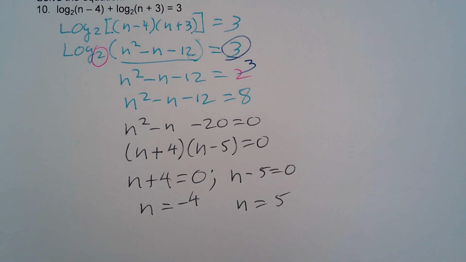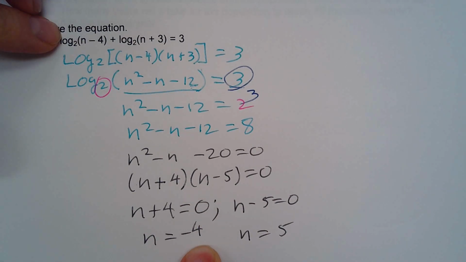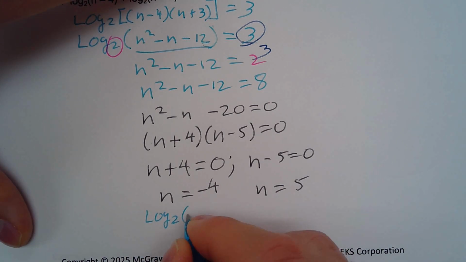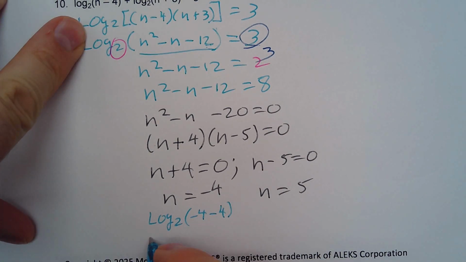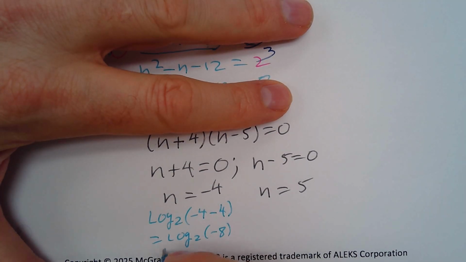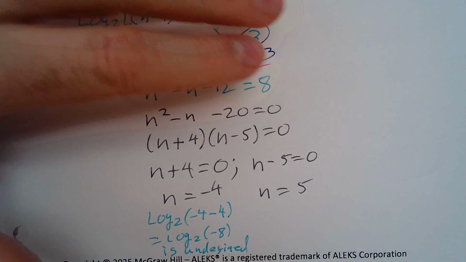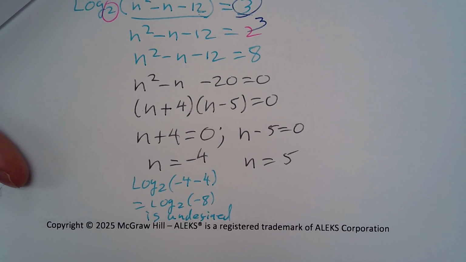Now I've got to check both of these. Let's start with the negative 4. Well, I'm going to run into trouble right here. So I plug in a negative 4. For just that first term, that's going to give me log base 2 of negative 8. And that means we're in big trouble. So that's undefined. So we're going to have to reject the negative 4.